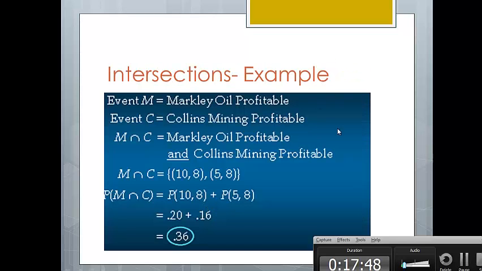So for our intersections example here, we have Markley Oil is profitable and Collins Mining is profitable. So these are only the overlapping positions. These are only the points where both of our observations result in a profit. And there is a 36% chance of that occurring. You can see that we're adding up those sample spaces there.